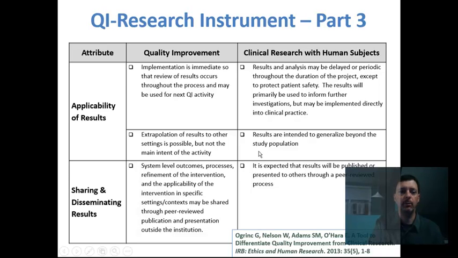The last 2 sections are the applicability of results and the sharing and disseminating of results. The applicability of results in QI work is really important. Its implementation is immediate, and the results occur throughout the process, and they're used to build into the next QI activity.